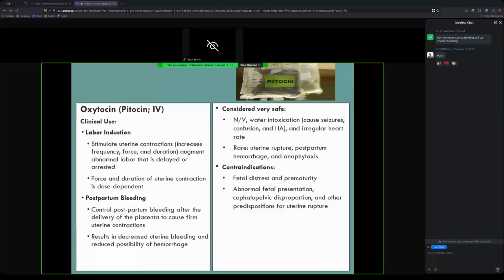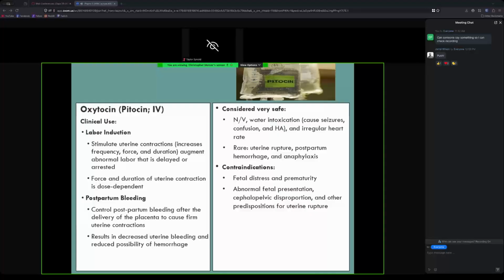Overall, oxytocin is considered a very safe drug, but do be aware of the adverse effects, and they're there on your slide. Nausea and vomiting, water intoxication, because oxytocin has a mild ADH-like, or antidiuretic-like, activity at very high doses. So be aware of that. Other side effects, we can see sometimes some seizure activity, confusion, headache, usually from hyponatremia. Heart rate can become a little irregular.